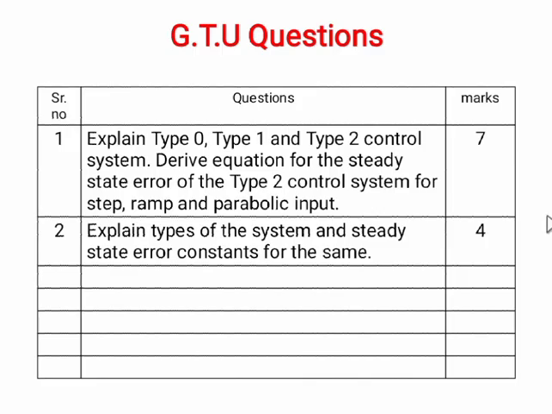Now the GTU questions. Explain type 0 system, type 1 system, and type 2 system, and derive the equation for steady state error for the type 2 control system for step, ramp, and parabolic input. So in this question you have to derive the error coefficients for the step, ramp, and parabolic input only for the type 2 control system, and define only type 0, type 1, and type 2 systems. Second one is explain type of system and steady state error constant for the same. Here we just have to define all the terms, not derive any equations. So this question may be asked for 7 marks in your GTU examinations, and this question may be asked in your GTU exam for 4 marks.